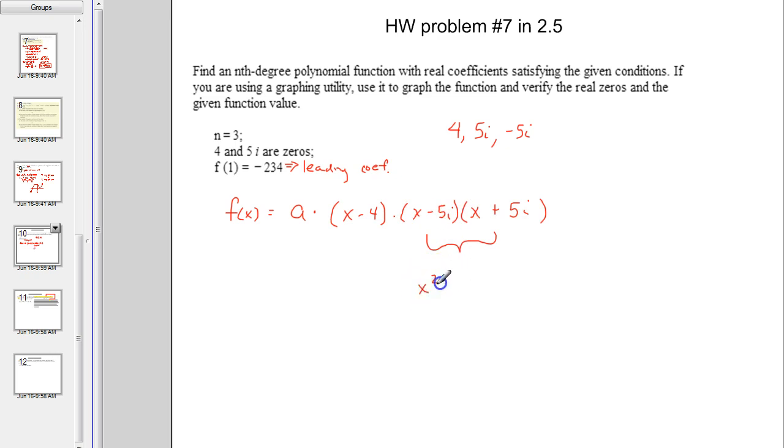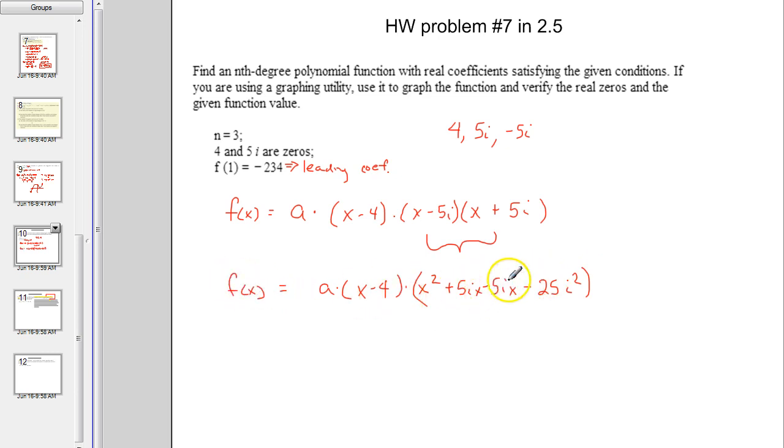We'll get x times x is x squared. x times 5i is positive 5ix. Negative 5i times x is negative 5ix. And then a negative times a positive is a negative, 5 times 5 is 25. And then i times i is i squared. Okay, and then this a and the x minus 4 are still tagging along.